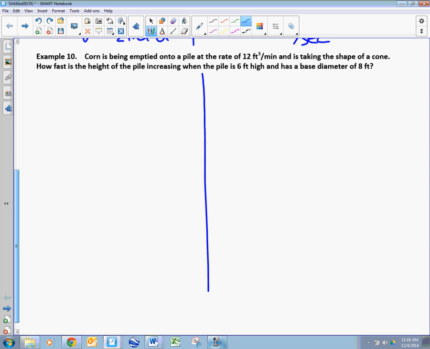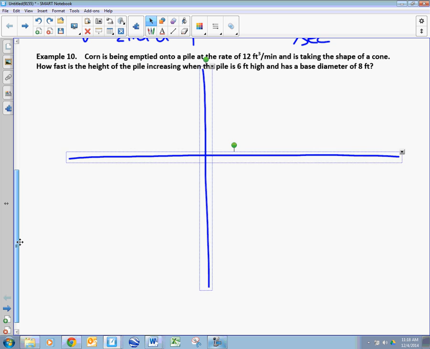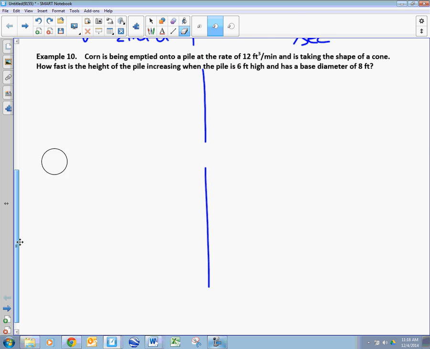Next one. Corn is being emptied. Again, don't have enough corn.